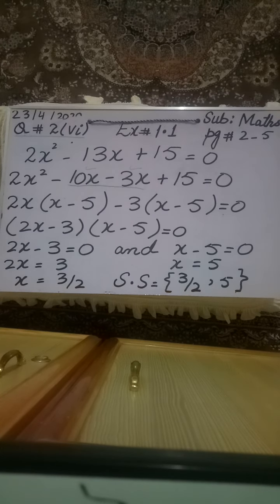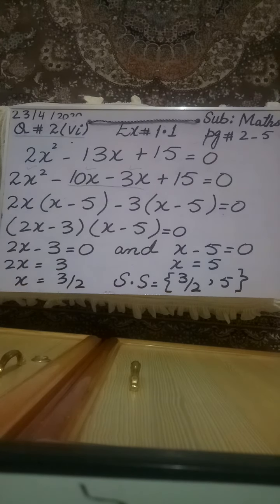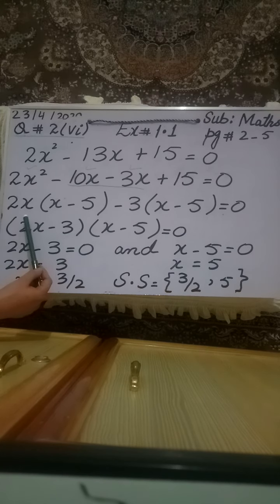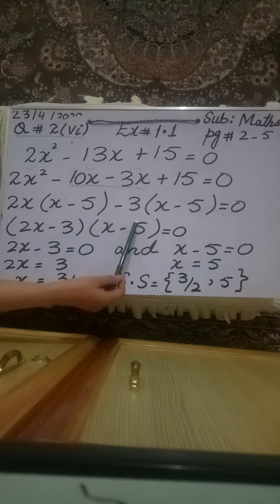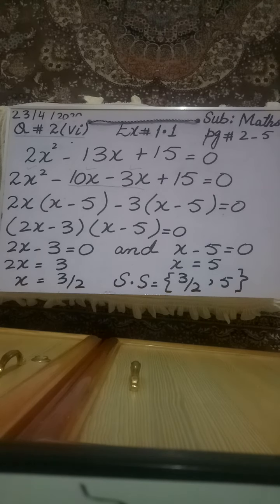Now we go with the making of pairs, like this two, and pairing of the other two. So from this pair we can take 2x common, and inside will be x minus 5. Here we can take 3 as common, and we'll have x minus 5. If both the brackets are the same, it means we have done the correct factorization. Here is x minus 5 and here is 2x minus 3, and this is equal to 0.